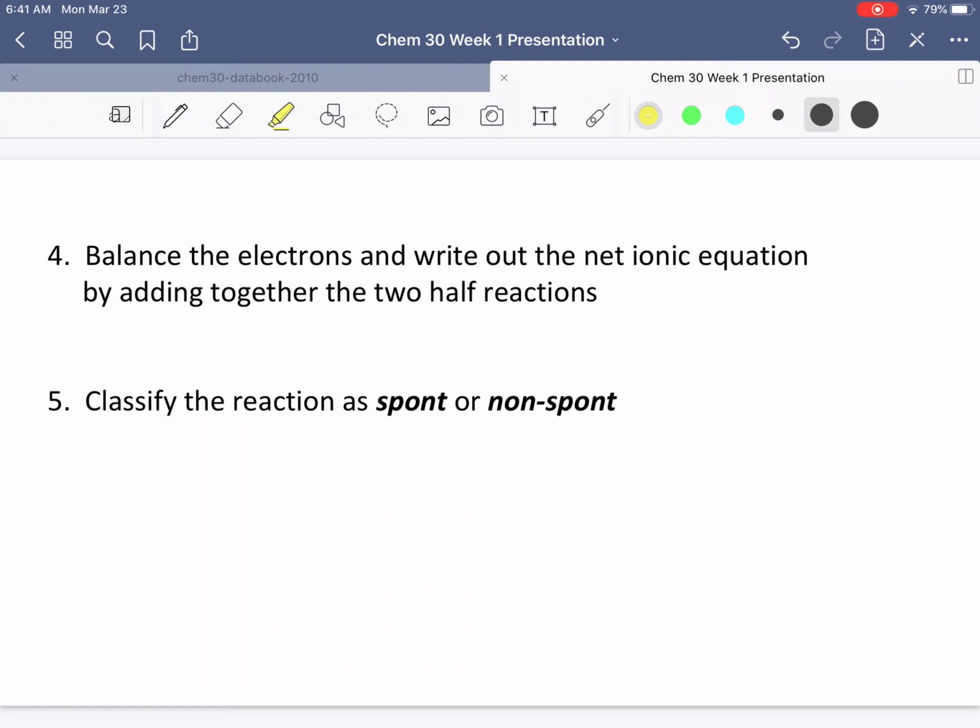Step 4 is one that should feel familiar. We've done this with electrons already. You have to balance them out. Make sure that what is being gained from an electron perspective is the same as what's being lost. And then we need that net ionic equation. If you think back to what we were doing before, net ionic equations means that there are no spectator ions included. It just has the reactants and the products. Anything that can be canceled out should be canceled out.